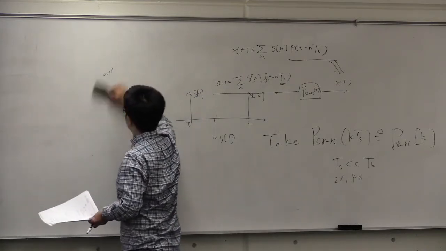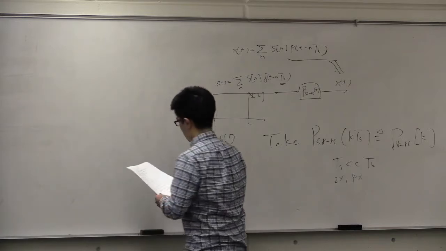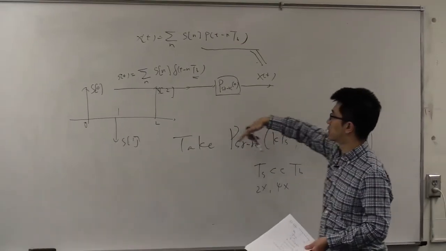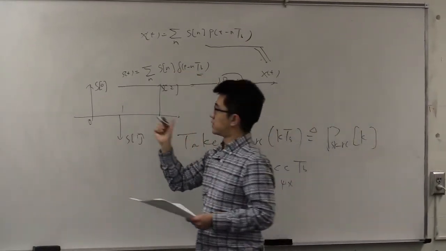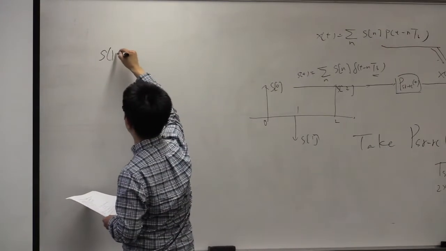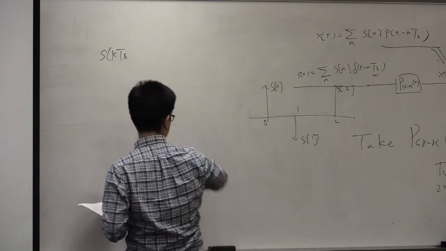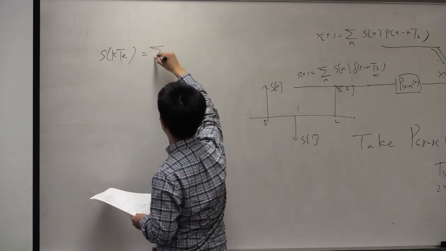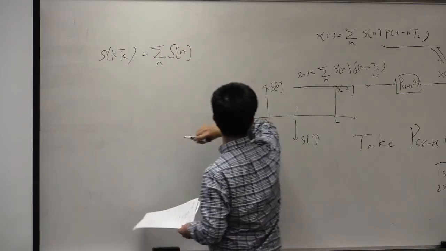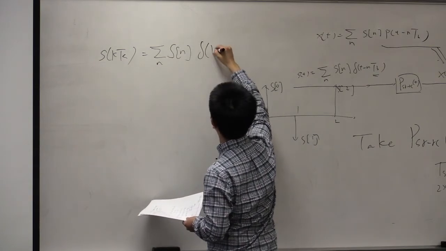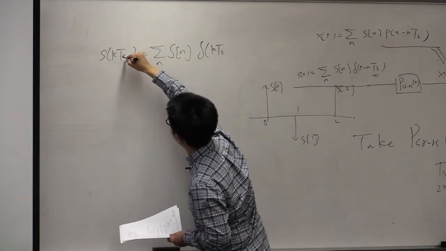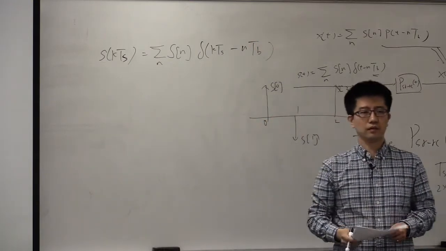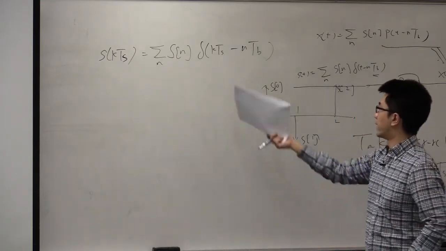OK, let's see how we can do this. So what we're going to do is sample this signal, right? If we do sampling on the filter, we're going to sample on this as well. So let's say we sample s(t) with the same sample rate, K times TS. Then the signal s[n] will be delta of K TS minus nTB, right? So we can write something like that.